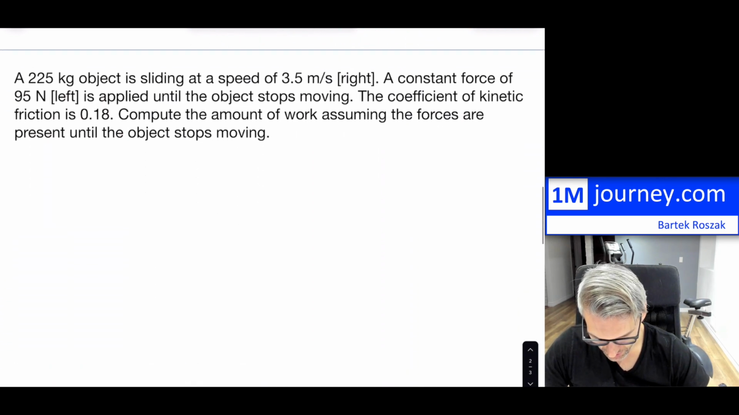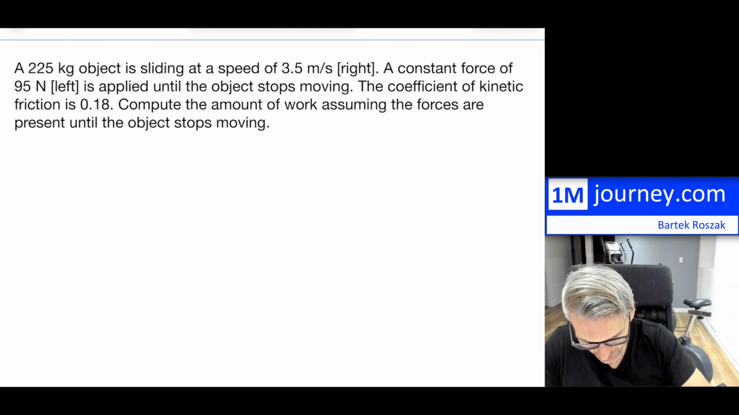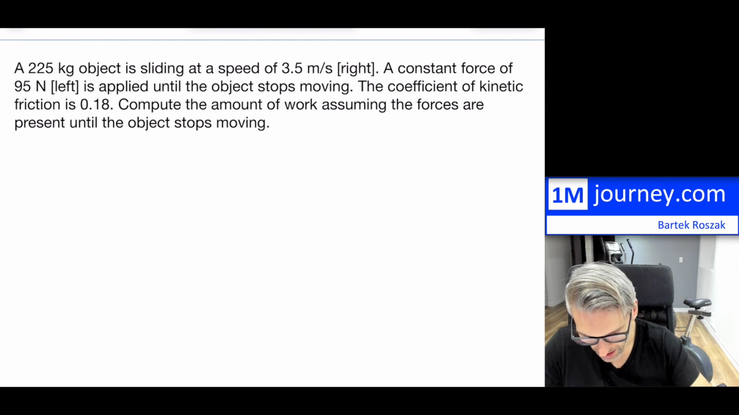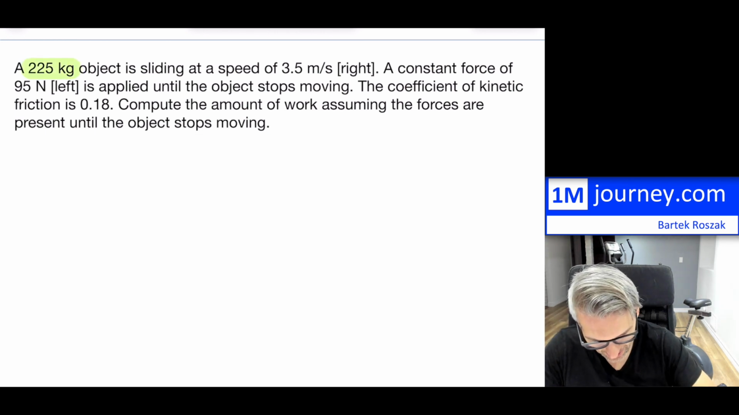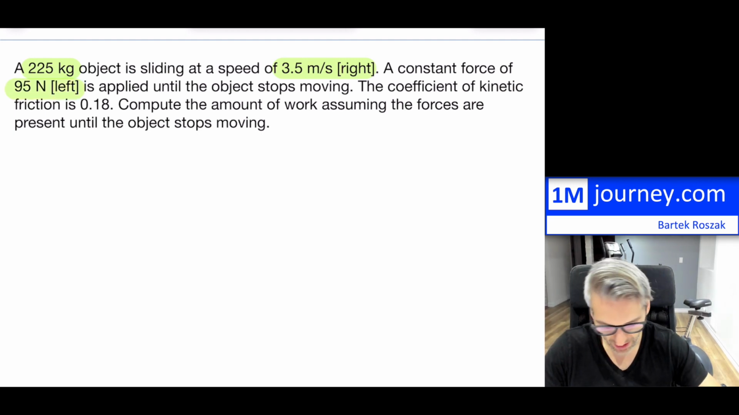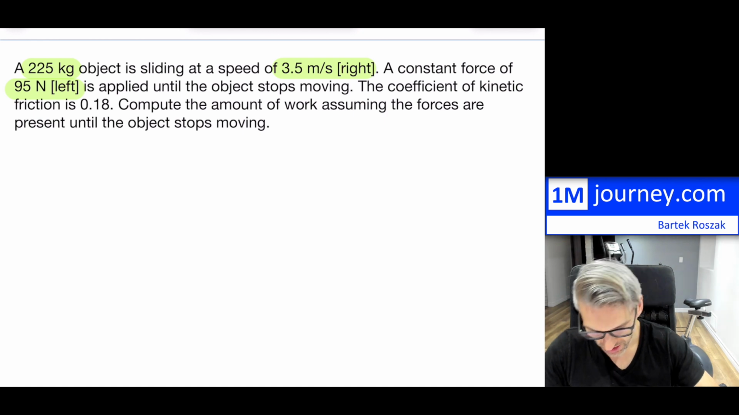Here's another example. Hopefully we're not going to have to do too much more work, but we may. Maybe I'll switch colors here just to make it exciting. So we have an object which is 225 kilograms. I'm going to highlight this for myself. So that's the mass. It's sliding. Again, I guess it has an initial speed. It has a constant force of 95 newtons to the left applied. Now this is an applied force, so it doesn't look like it's the net force, until the object stops moving. The coefficient of kinetic friction is 0.18.